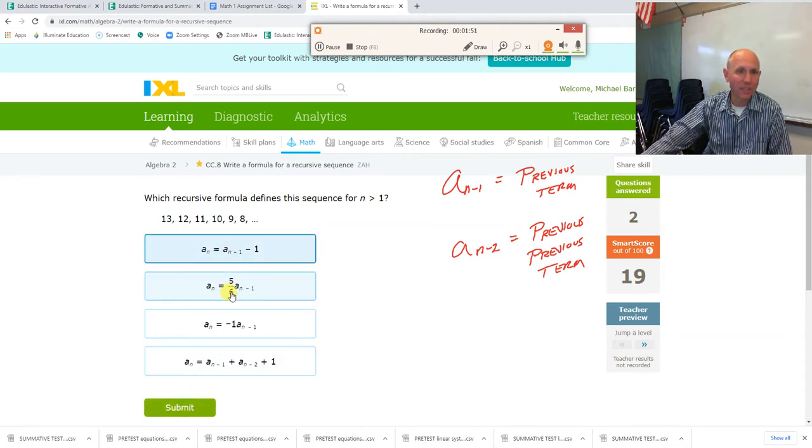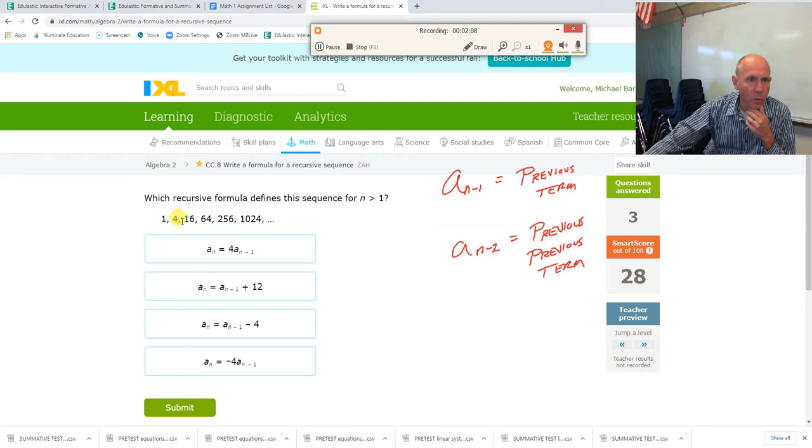This is actually 5/6 of the previous term. This is negative 1 times the previous term. This is previous term plus previous term, plus 1. But this is just previous term minus 1.